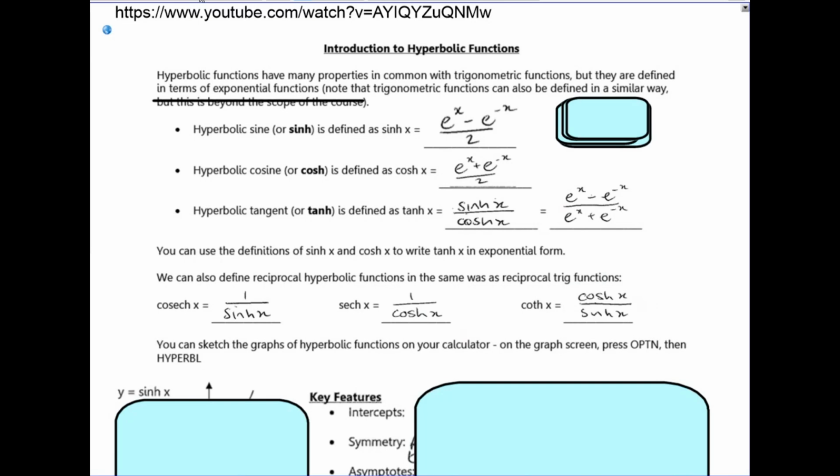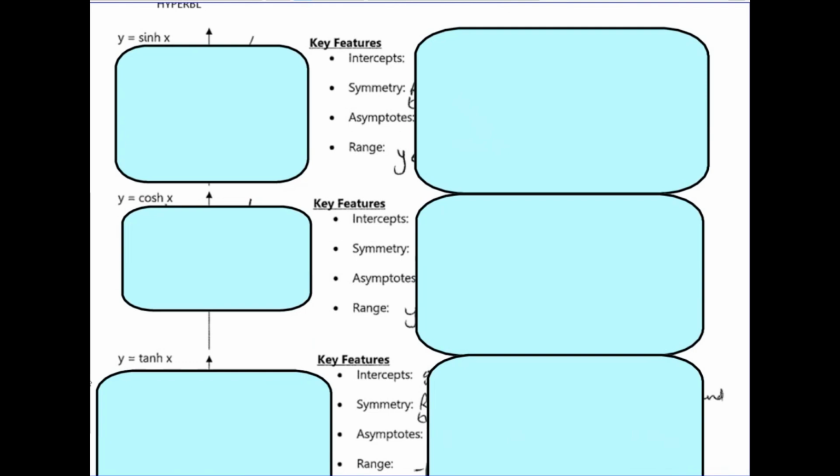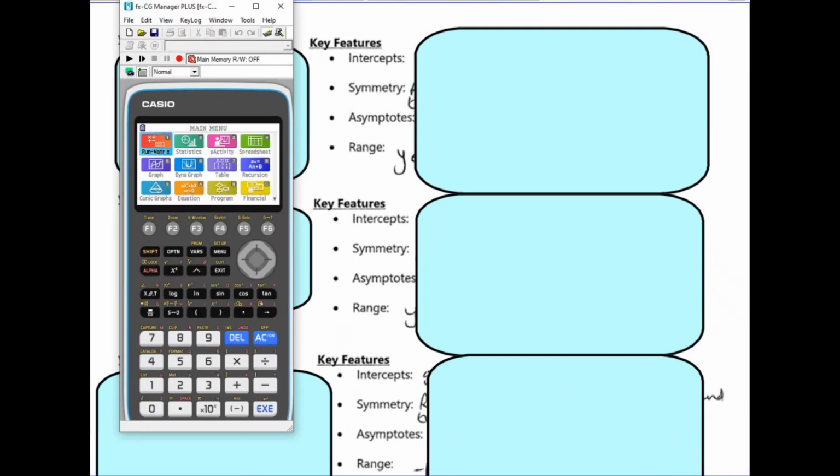It's useful to know what the graphs of these things look like, so you can draw them on your calculator. So your calculator has the hyperbolic functions in it. If you press option, and then you'll see hyperbolic in F3, it's there. You can put all of those in. So if you wanted to draw the graph of shine x, it'll look something like this. Kind of looks like a y equals x cubed graph.